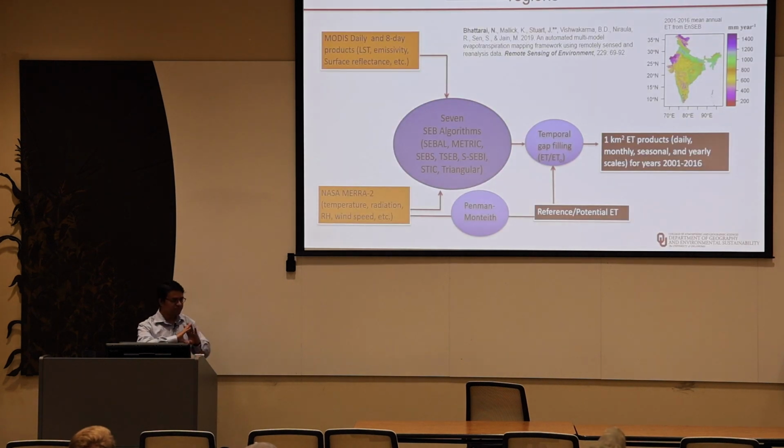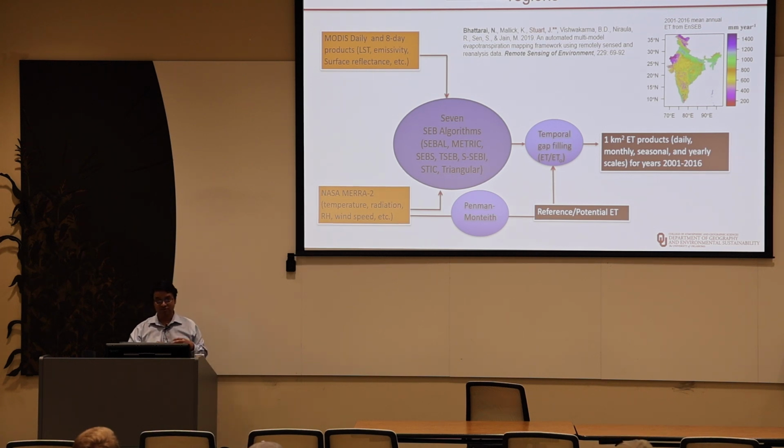Because there are different models developed, we thought maybe we can combine different models. When you combine different models, maybe you can come up with a model that works better than the individual model, because the good part of each model is taken and some of the uncertainties are removed. That's why we ran different models in India. This is one of the projects funded by NASA, where we developed an ET product for all of India.